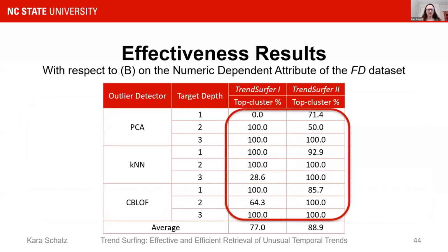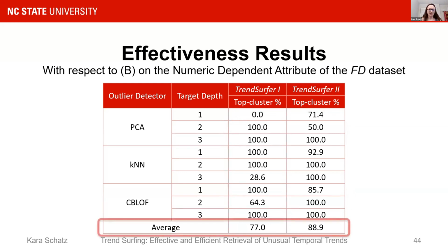There are some cases where the trend surfer approaches are not able to return a trend that's in the top scoring outlier cluster, but overall, in most cases, the approaches are successful across all the outlier detectors, all target depths, and all cluster counts, with an average total effectiveness of 77 and about 89% respectively. Again, we see that trend surfer 2 outperforms trend surfer 1 here.